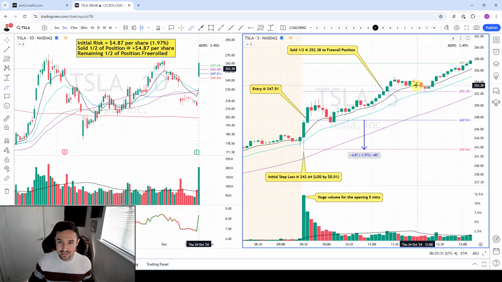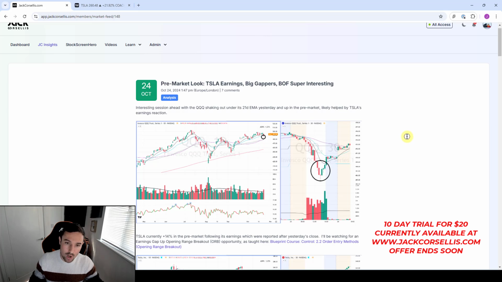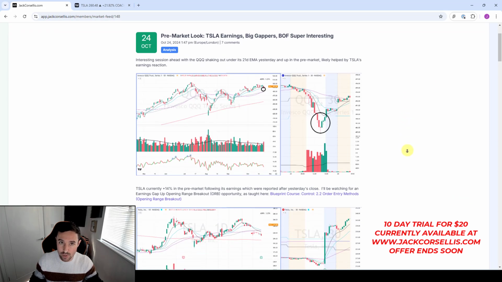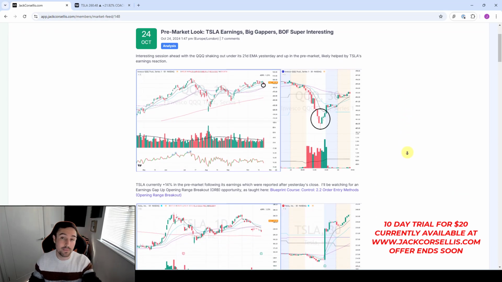So in terms of the identification, how was I able to identify Tesla? Well, what I do is I run pre-market scans. So I'm looking at, okay, which stocks in the pre-market are up the most, and Tesla was coming up on my scans. Why? Because it is gapping up big on its earnings reaction. So it's popping up on my scans.